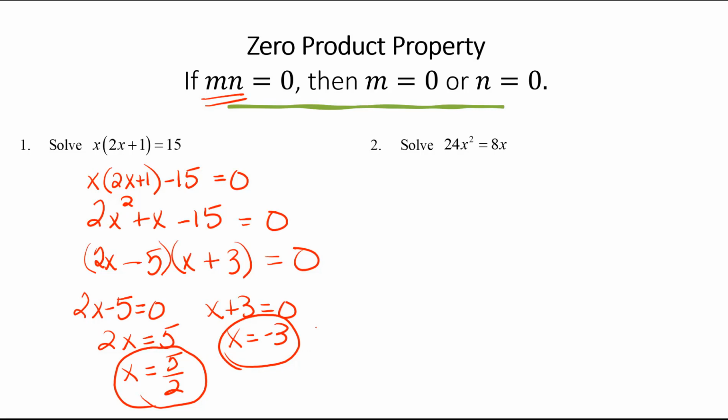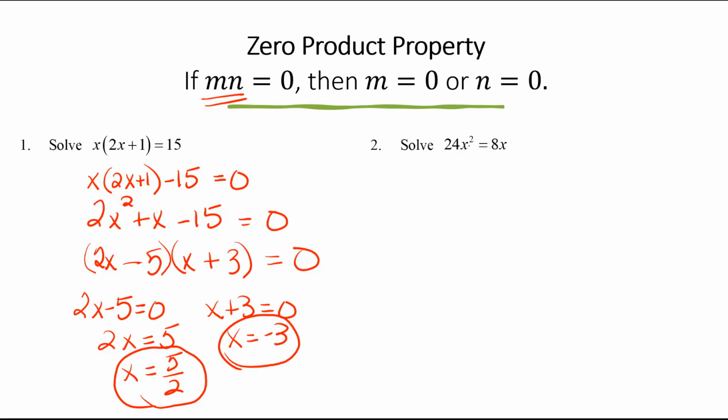Two solutions for every quadratic equation. And we found them using the zero product property. If we didn't have that property, we wouldn't be able to solve it. And that's where so many of our quadratic equations get solved, by that property.